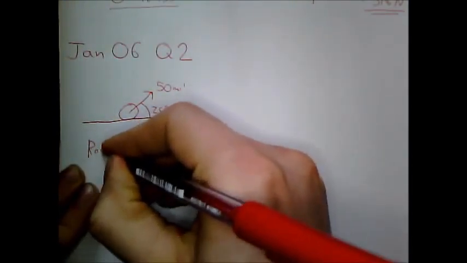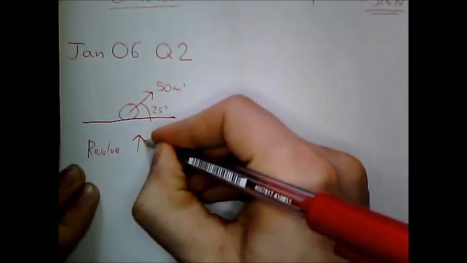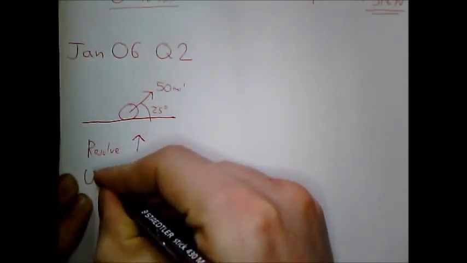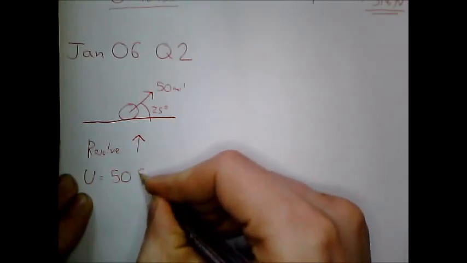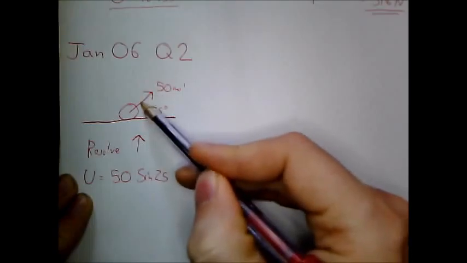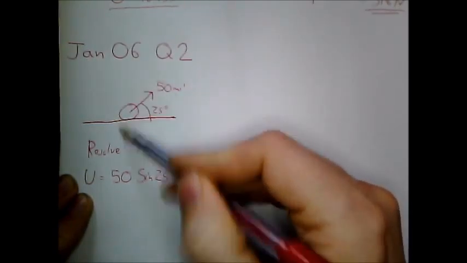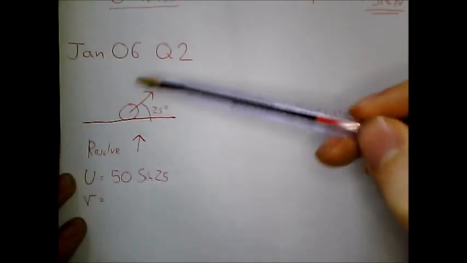So our first stage will be to resolve, and we're going to resolve upwards, okay, in the direction of the motion. So our initial speed is going to be 50 sine 25. Okay, it's not going to be completely 50, there's only going to be the vertical speed. Okay, the velocity, now this one's interesting.